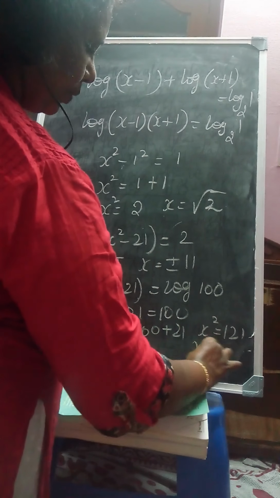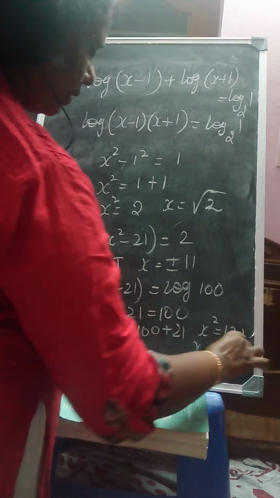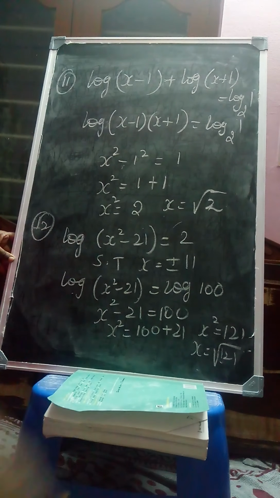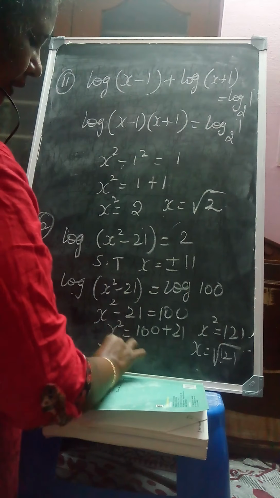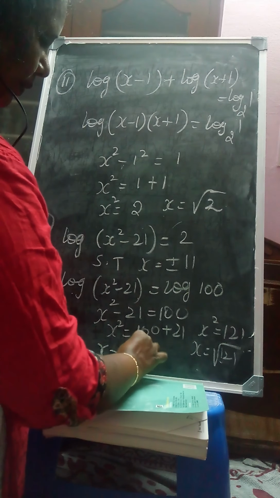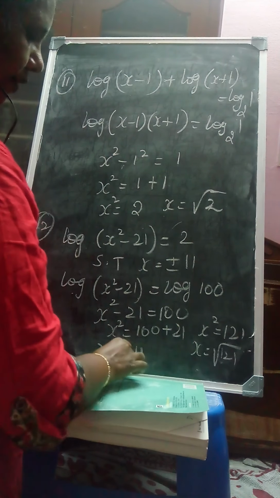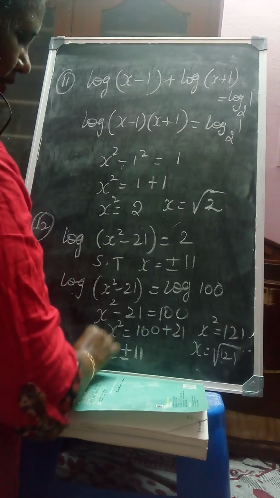Now x will be root of 121. Now whenever we take a square root of a number, it will give us two values, that is plus value and minus value. So root of 121 will be plus or minus 11. Hence proved.